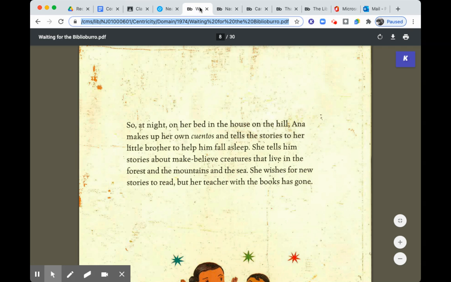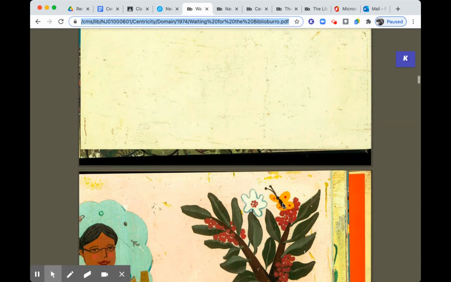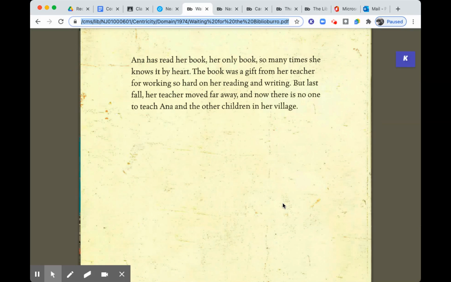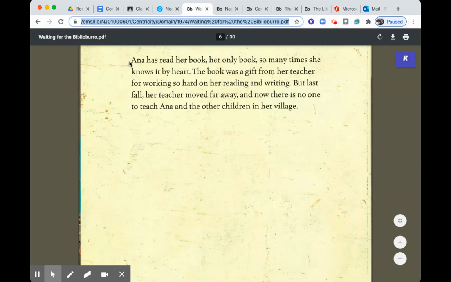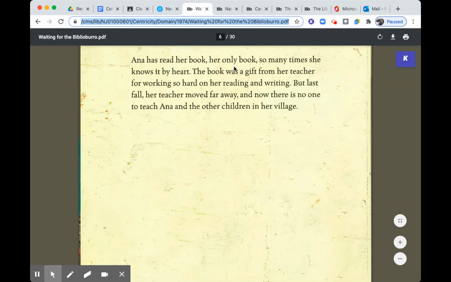And I'm going to go to Waiting for the Biblioburro. And I remember there was a part where it talks about how important that one book that she got from her teacher is to her. It's on page 6, and it says, Anna has read her book, her only book, so many times she knows it by heart. This was a gift from her teacher for working so hard on her reading and writing. So, this one book is so important to her. She's read it so many times that she knows it by heart.